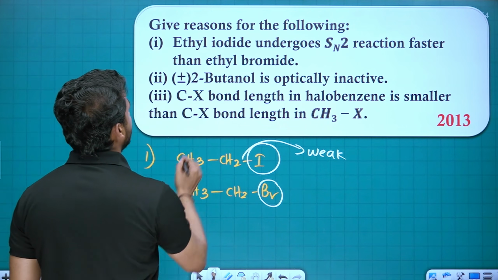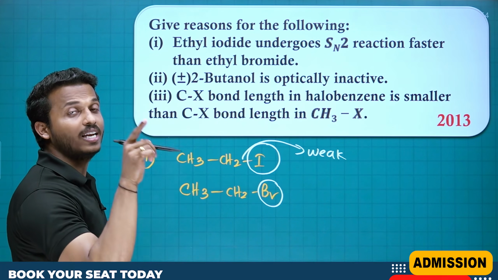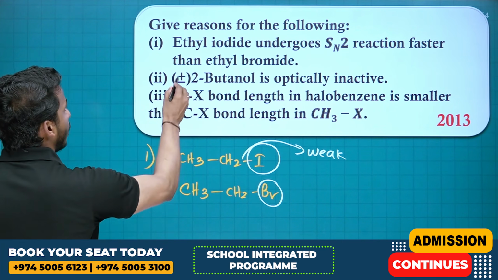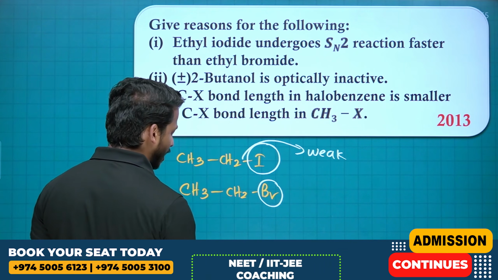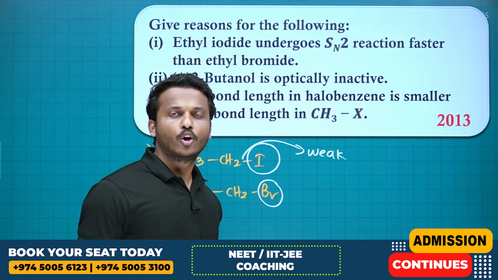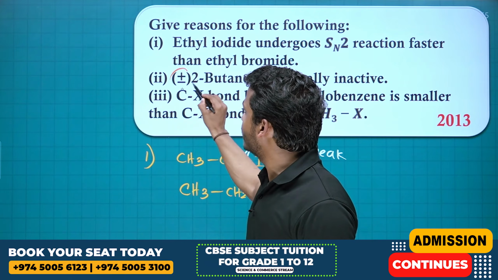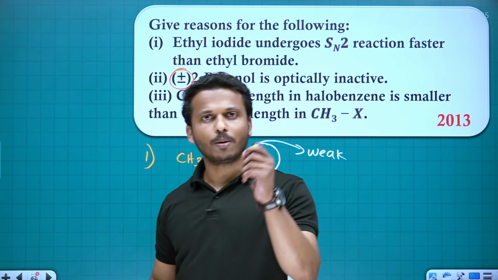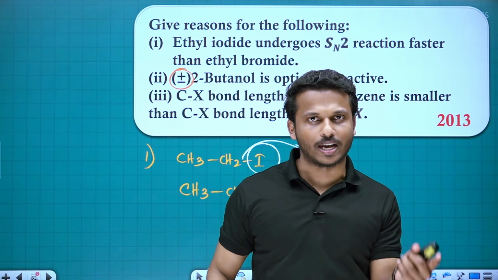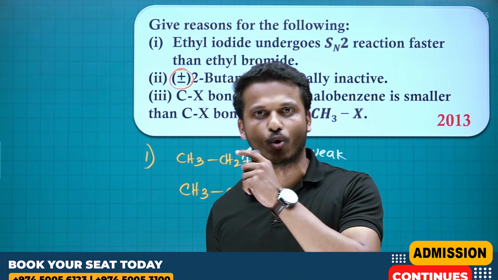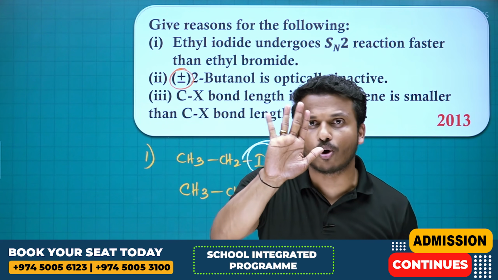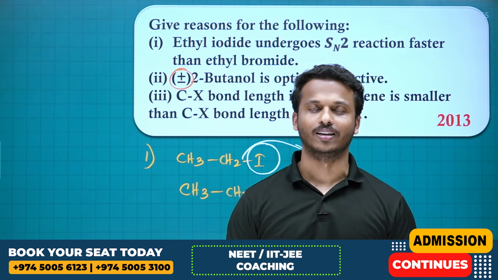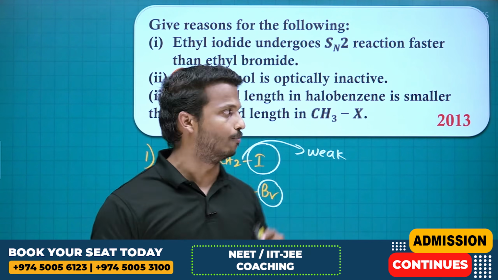And second question, plus minus. What does plus minus indicate? It is a racemic mixture. Plus minus 2-butanol is optically inactive. Plus minus indicates that it is a racemic mixture. A racemic mixture contains 50% dextro and 50% levo, so the optical rotation of one is cancelled by the other. Therefore, they are optically inactive.